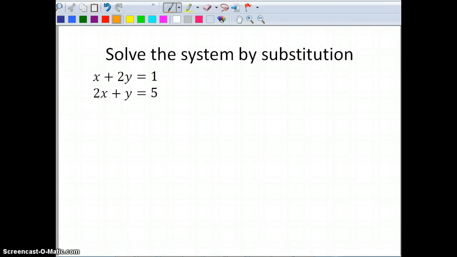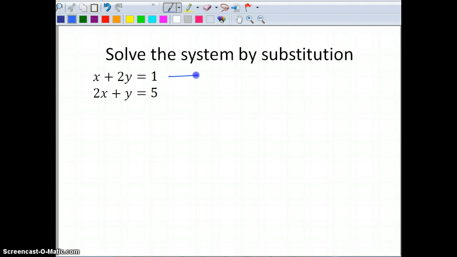So let's take a look at this one. I have x plus 2y is equal to 1, and I have 2x plus y is equal to 5. Well, I have to figure out which one I want to solve for. And it doesn't matter, it's all personal choice. If I look at the first equation, I would choose to solve for x because x doesn't have a coefficient. That's always going to be my first choice, to solve for a variable that does not have a coefficient. If I'm looking at the second equation, I'm going to choose y to solve for because y doesn't have a coefficient. So in this case, I'm just going to solve for x. I'm going to use my first equation.